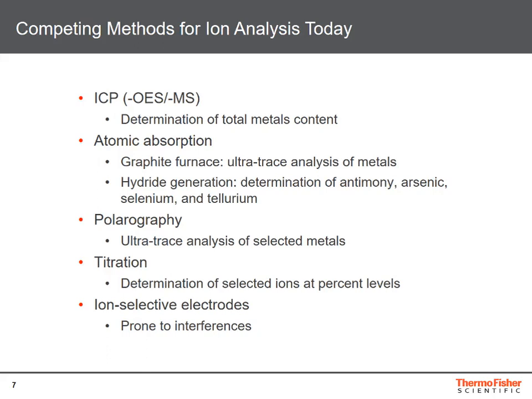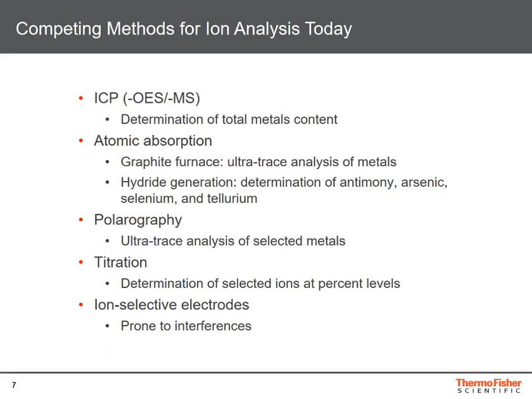Atomic absorption is also used up to the present day, especially graphite furnace atomic absorption for the ultra trace analysis of metals, as well as a hydride generation system for the determination of antimony, arsenic, selenium, or tellurium. Polarography, as an electrochemical method, is still quite popular, especially for the ultra-trace analysis of selected metals down to the nanogram per kilogram level. Although polarography is not really a multi-component technique, usually more than one metal can be analyzed simultaneously.